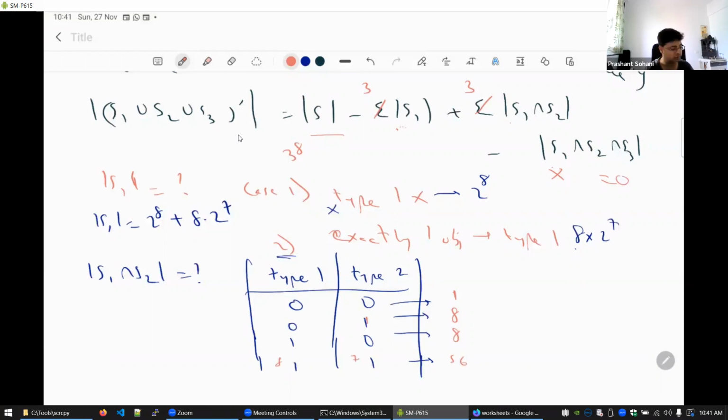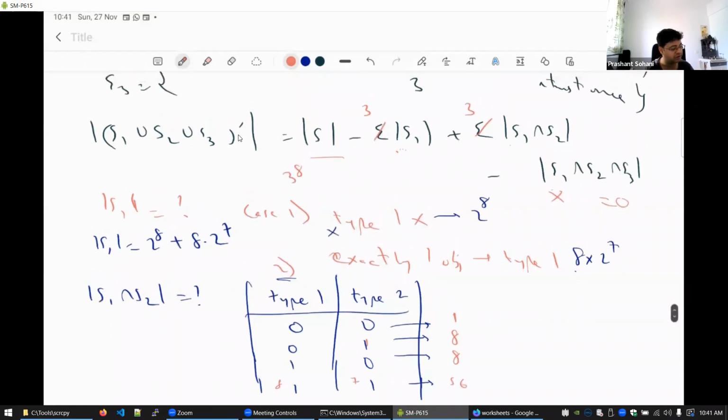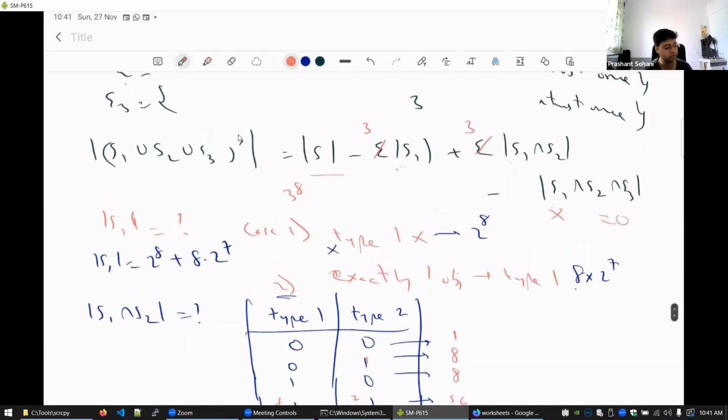So now we know all the answers. So can we compute this answer and see if it tallies with our previous approach? This entire inclusion exclusion expression.